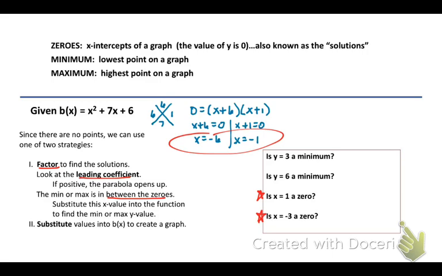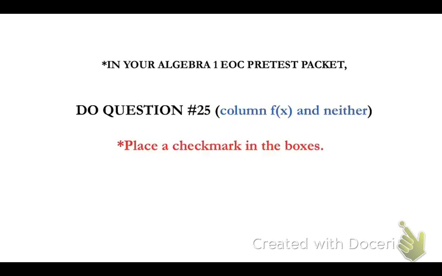Now, is it a minimum? Well, I know that my graph is going to open up because my beginning value, my A amount, is positive 1. So I will have a minimum, and it has to be in between negative 6 and negative 1. And it needs to be lower than the x-axis where y is negative. So that means that those would not be a minimum. Now go ahead and go to number 25 in your pretest packet.